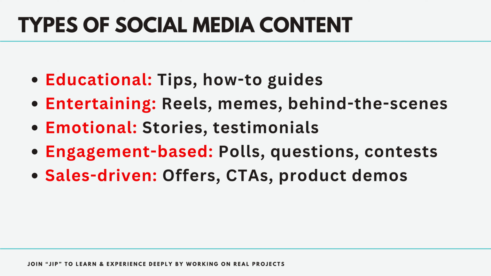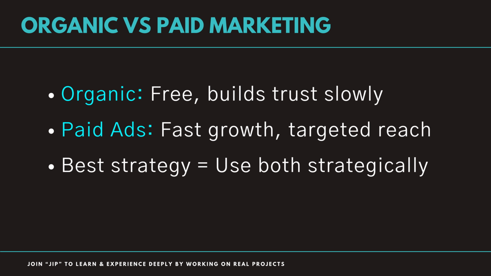Not all content is created equal. Create educational posts to teach, entertaining content to hook, emotional stories to connect, engaging content to build community, and sales-driven posts to convert. Organic content builds trust, but it's slow. Paid advertising gives fast results, but it costs. The smart marketer learns to balance both.